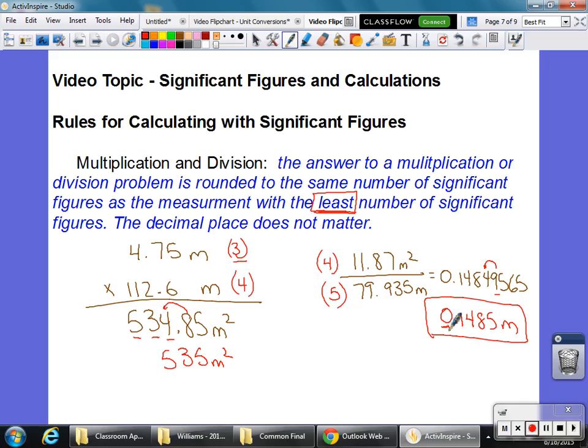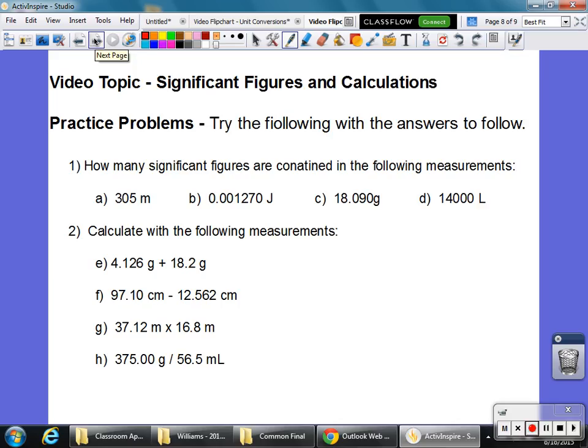What I have for you now are some practice problems. All right, so what I'd like you to do is try those practice problems. In a moment or two, I will put up the answers, and you can check to see if you were right. I hope this little mini lesson has helped you in learning about significant figures.